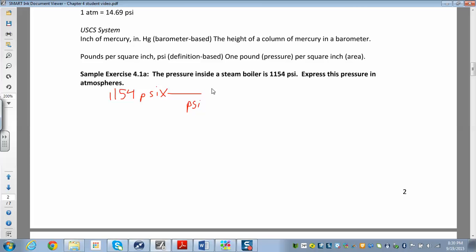So 1 atmosphere is 14.69 psi. I'm going to put atmosphere on top because that's where I'm trying to go: 1 atmosphere on top, and 14.69 psi on the bottom. Remember, whatever unit you're starting with, that's what you want on the bottom, and on the top is where you're trying to go. So my psi units cancel, and I'm going to end up with something in atmospheres. When you work that out, you get 78.56 atm.